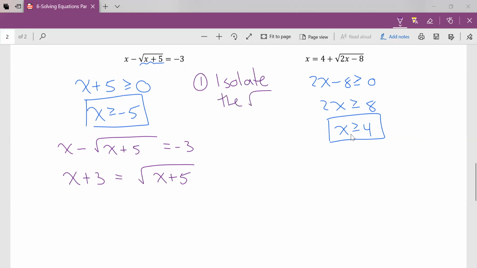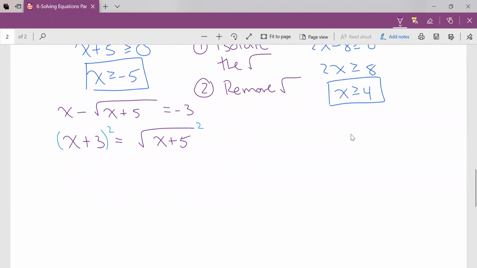So isolate that radical. Then I'm going to say to myself, well, I've got to get rid of that square root. I got to get rid of that radical. So the inverse of a square root is squaring. So what I do to one side, I do to the other, right? Because I want to maintain that balance. Okay, so now I'm going to get rid of the square root. So I'm going to remove the square root by squaring. Okay, now when I square this, on the right-hand side is easy. But on the left-hand side, a lot of people forget at first that that's actually x plus 3 times x plus 3. I suggest you write that out.